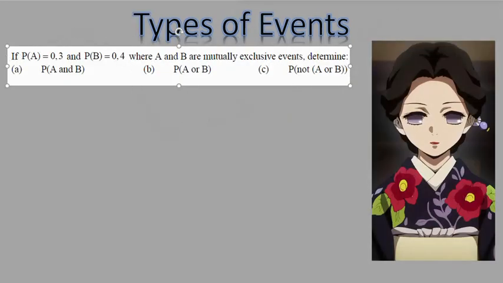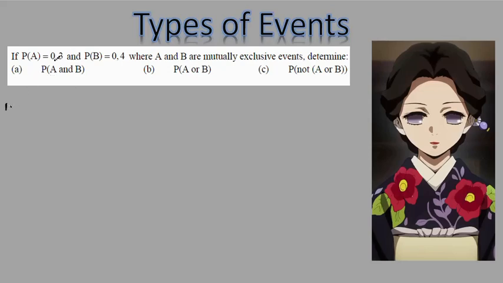So here is this question here. This question says, if probability of A is 0.3 and probability of B is 0.4, where A and B are mutually exclusive events, then determine this, determine that, determine that. You see that? This is how these probability questions will now come to you. Make sure you are able to solve them.